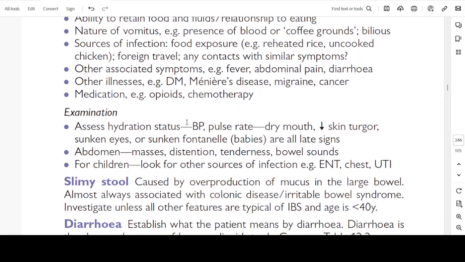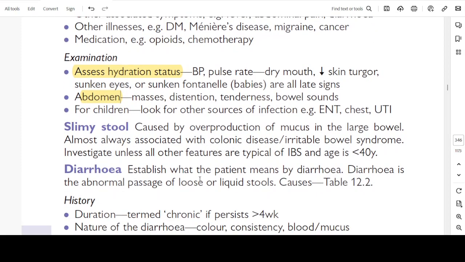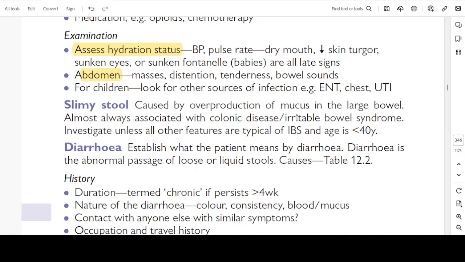Examination: assess the hydration status first. Check the BP and pulse rate. Dry mouth, reduction in skin turgor, sunken eyes or sunken fontanelle in babies are all late signs. Abdomen examination: whether there is any mass, distension, tenderness, or bowel sounds are present or not. For children, look for other sources of infection, for example ENT, chest and UTI. Slimy stool, caused by overproduction of mucus in the large bowel, is almost always associated with colonic disease or irritable bowel syndrome. Investigate unless all other features are typical of IBS and age is less than 40.